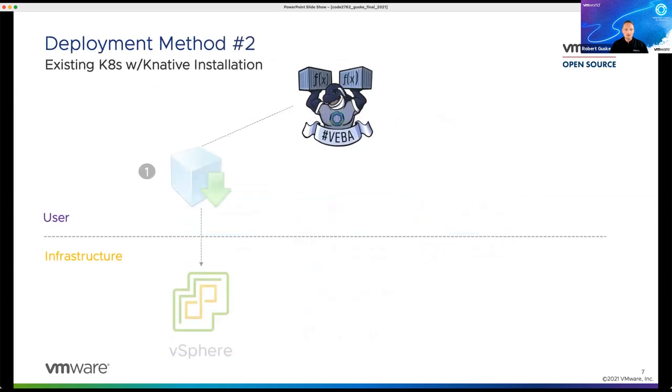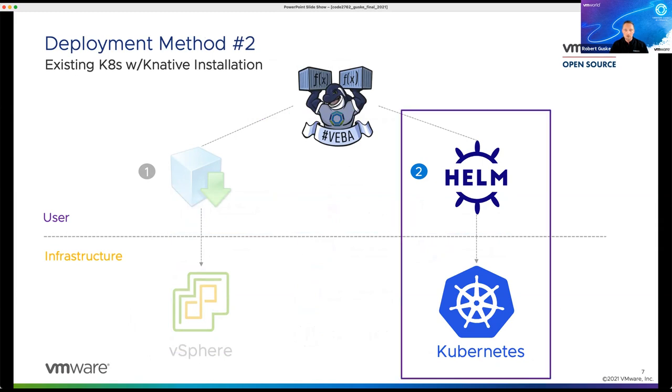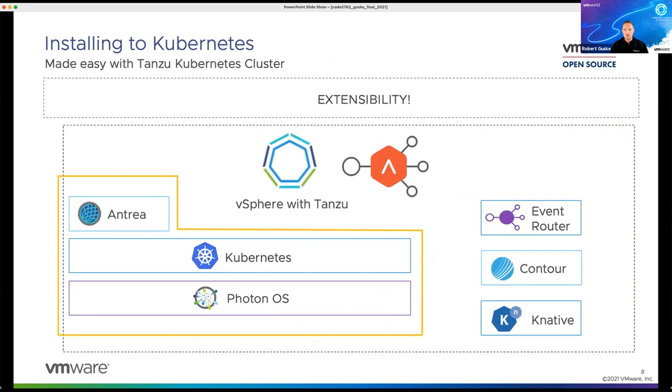All right, and I've mentioned that we have a second method, and the second installation method is that you could use an existing Kubernetes with Knative installation, and then on top of it, you can deploy the event router via a Helm chart. And what we are going to do, and we will focus on it, we will cover this installation, the specific part, in this session.